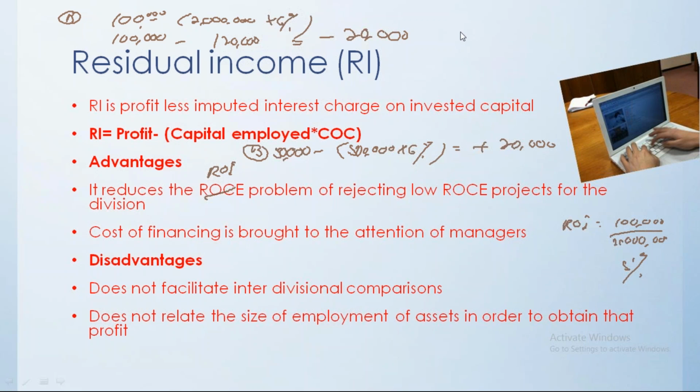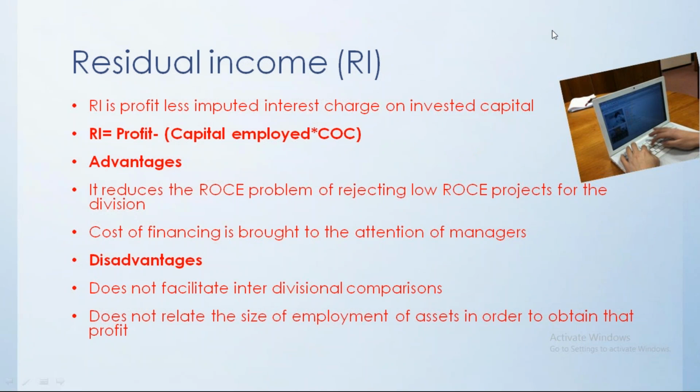We can see here in this company, small profit, but RI is big. Bigger profit, RI is small. So we can have this kind of situation, which does not tell anything good about division A or division B, or rather particularly division A.